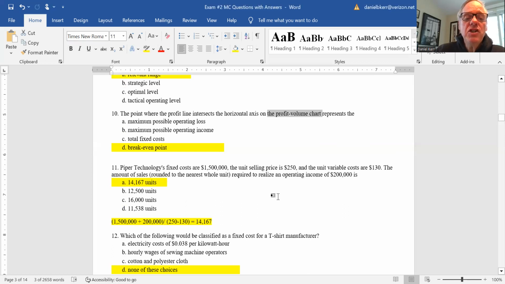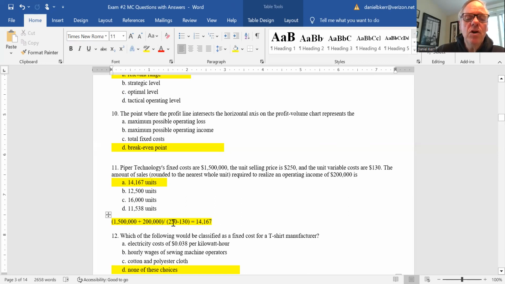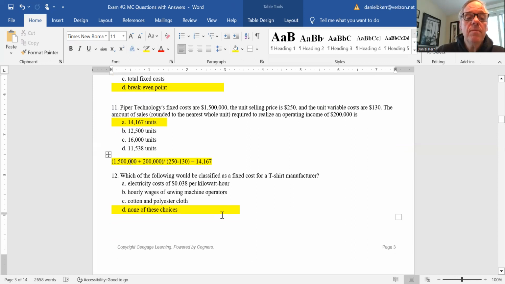11. They give us information and ask us the amount of sales required to achieve a target operating profit. So look down below here. The required sales would be the fixed cost plus the targeted profit divided by the contribution margin ratio, which is sales minus variable costs. So it's 14,167. Wherever you have computations, do the computation first and then go looking for it amongst your choices.